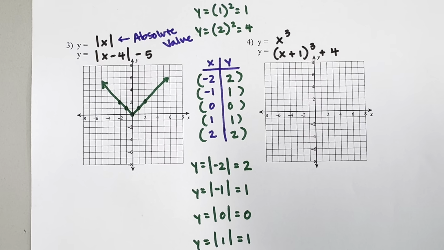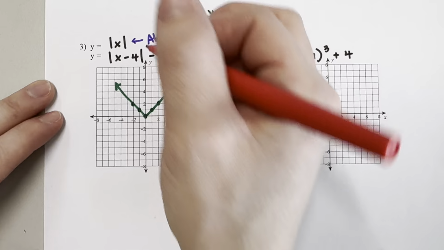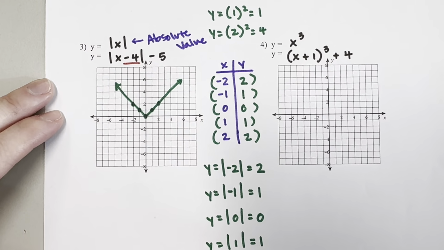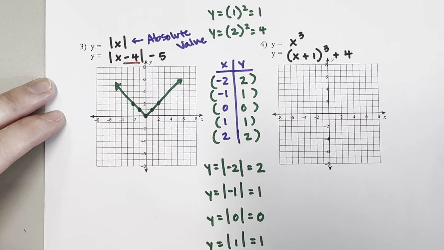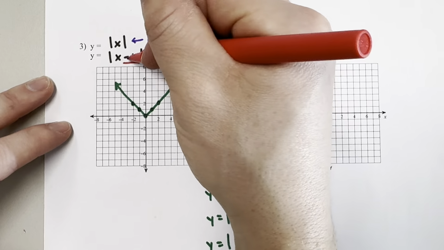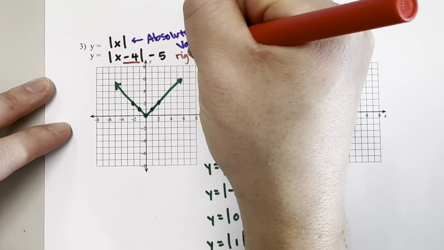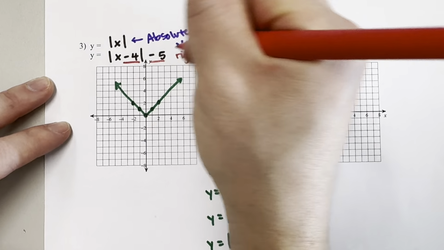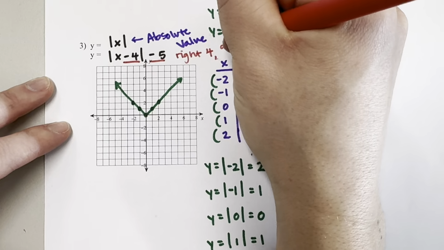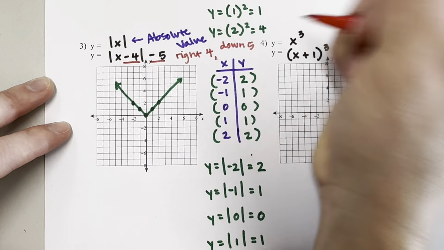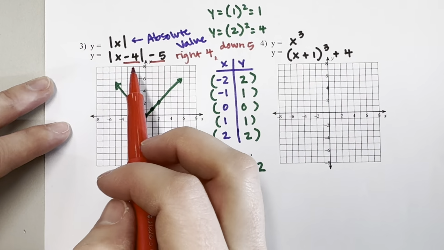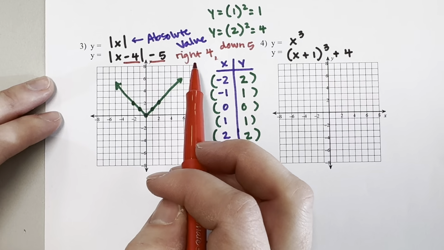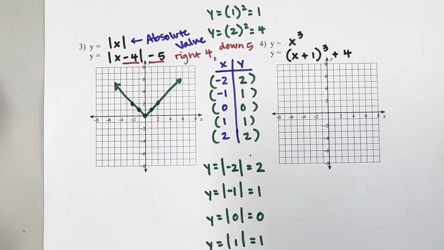Now let's see how it wants us to transform or move this parent function. On the inside, I see negative, and we already decided that a negative is right. So on the inside, we're going to take it to the right 4 units. On the outside, I have minus, so then down 5 units. So I'm going to move each one of these points to the right 4 and down 5. Let's go ahead and do that.